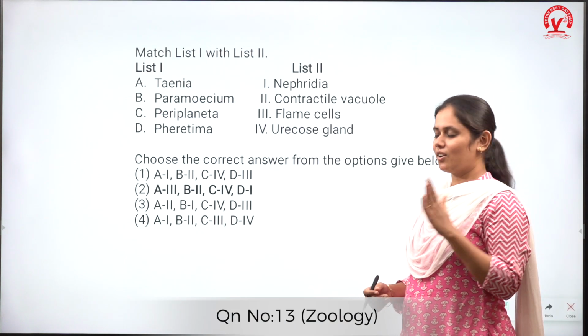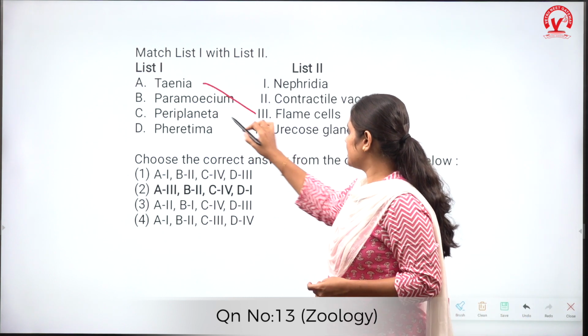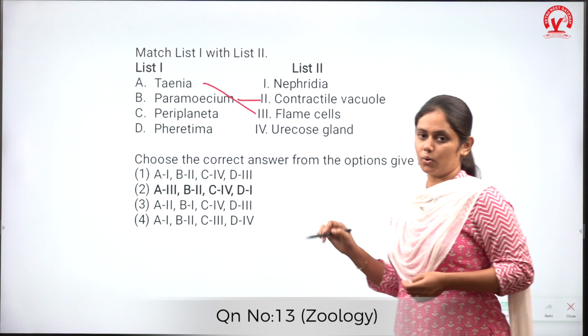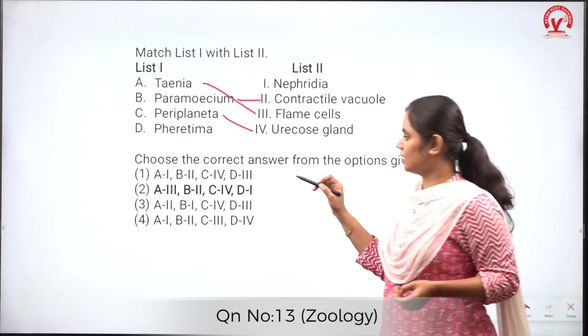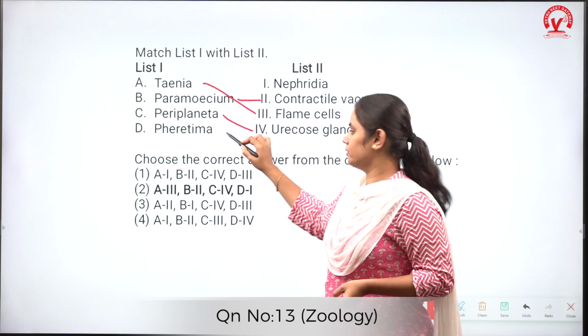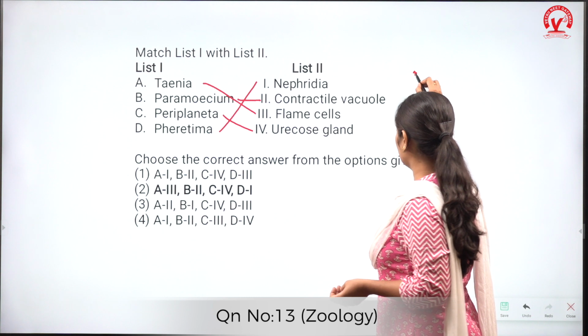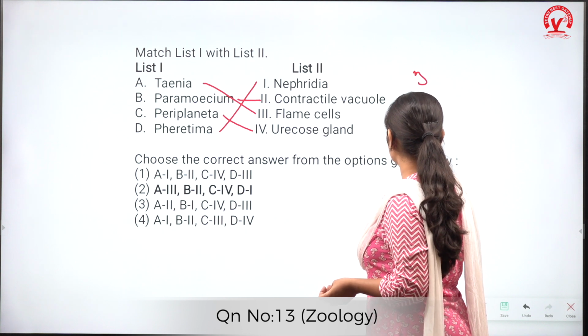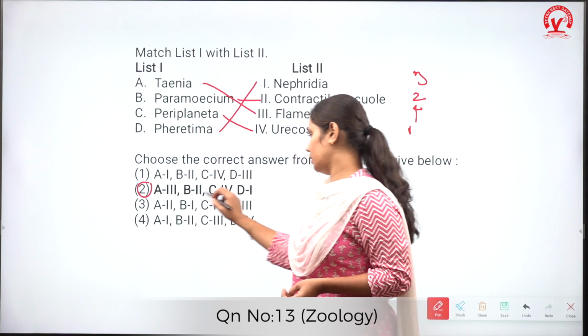Here we have to match the organisms with their excretory organs. So Taenia, it is flame cells, paramecium, contractile vacuoles, periplaneta, it is green glands, that is cockroach, and Pheretima, nothing but the earthworm, so it is nephridia. So the option will be 3, 2, 4 and 1. So the correct answer is option 2, 3, 2, 4, 1.